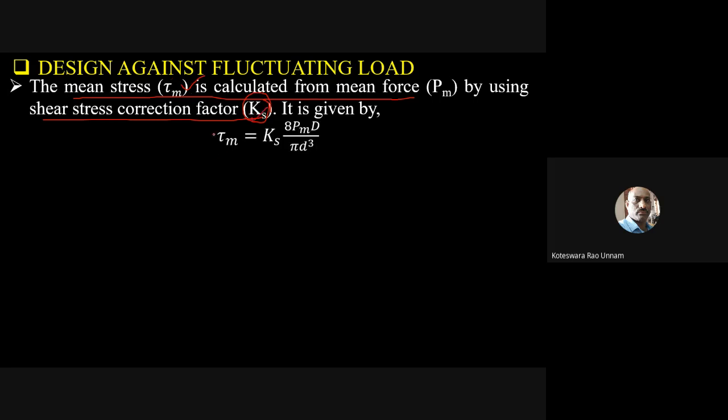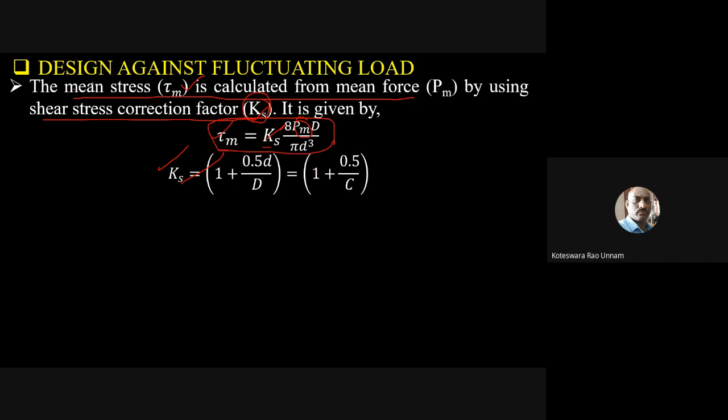So your mean stress tau m is equal to Ks into 8 into the mean force or mean load Pm into d by pi d cube. Using this formula, we can compute the mean stress. Ks is given by this formula. Ks is the shear stress correction factor due to only direct stress, 1 plus 0.5 by C, or 1 plus 0.5 d by capital D.